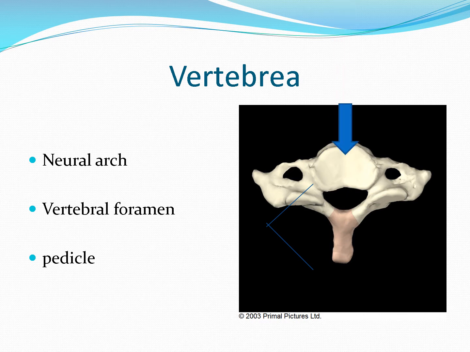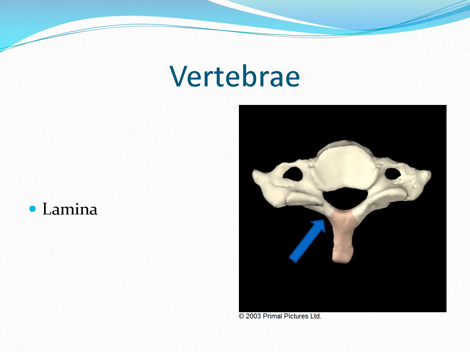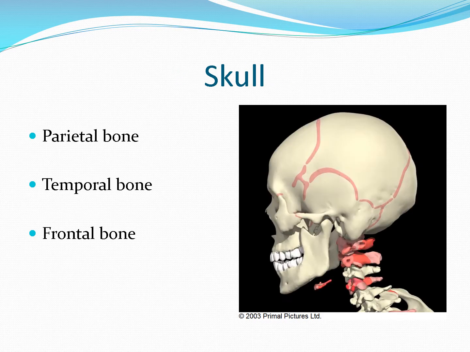We have a vertebral foramen, which is a hole, and we have a pedicle, which is this portion here. The pedicle is the part between the body and the transverse process there. This area here is called the lamina, and this is between the transverse process and the spinous process.